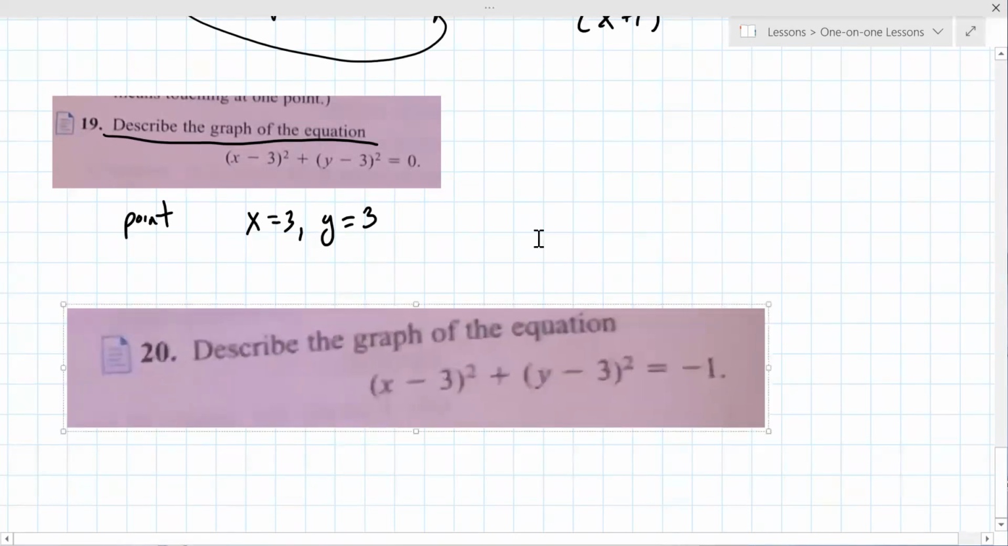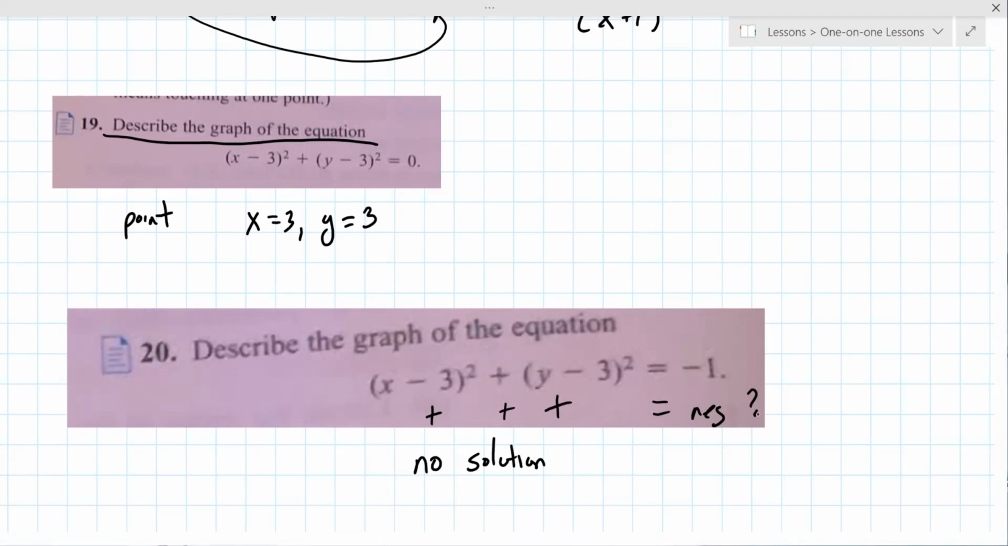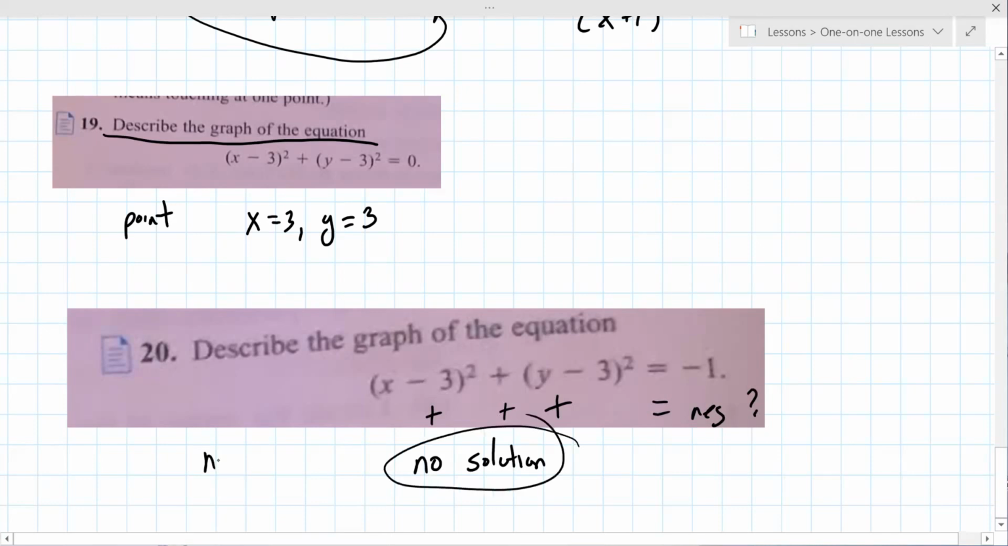All right, we're on 20. So this one has no solution, and I have to tell you this, and then I have to tell you why. You're squaring something. So can two positives equal a negative? Never. So there's no solution. There's no way to get a positive number out of this, so it has to be no solution. So there is no graph.